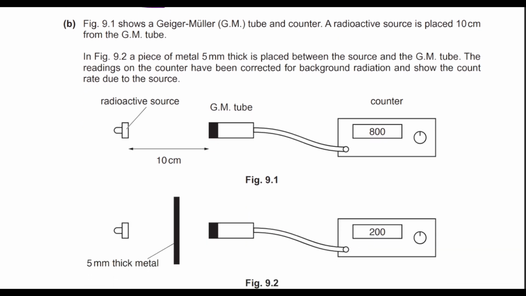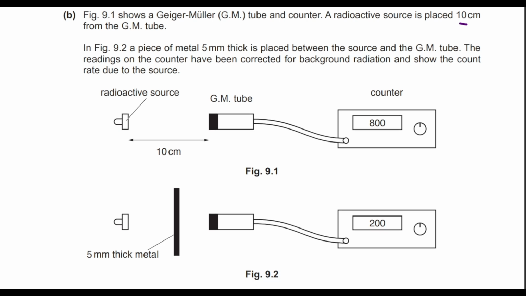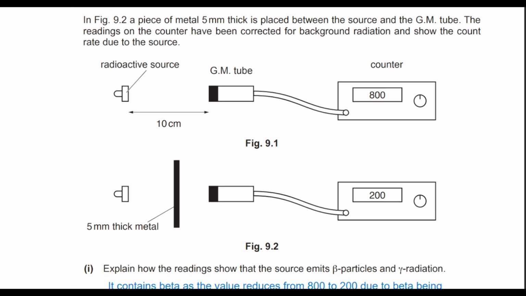9.1 shows a GM tube. He says it is placed 10 centimeters away. Now he's very, very clever about this 10 centimeters. Be careful about this. You see, alpha particles have a range of less than 10 centimeters. So if the source was emitting alpha, it would not have been detected because alpha usually doesn't travel up to 10 centimeters. They collide with the air particles, and their energy gets eliminated. They get slowed down.